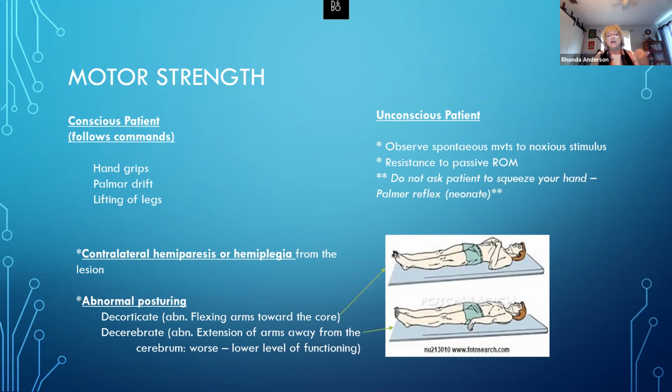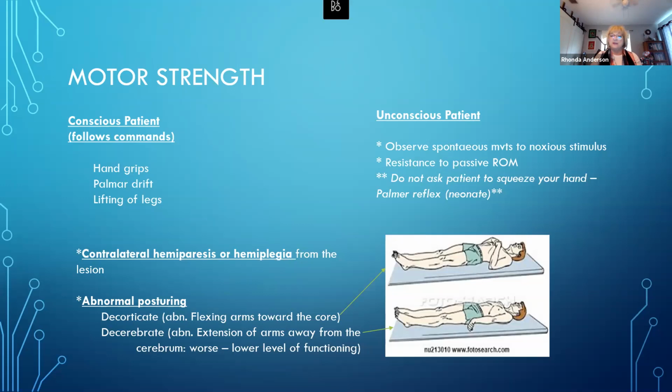If it's an unconscious patient, then the first thing we do is look at their spontaneous movements to noxious stimulation. Are they moving both sides equally? Do they have equal strength when we try to move or do anything with them that stimulates them, and they work against us? We look at resistance to passive range of motion.